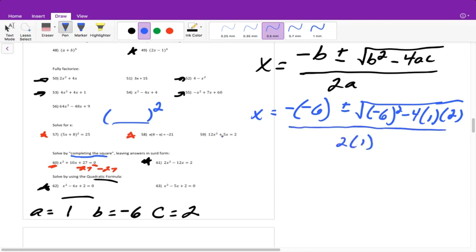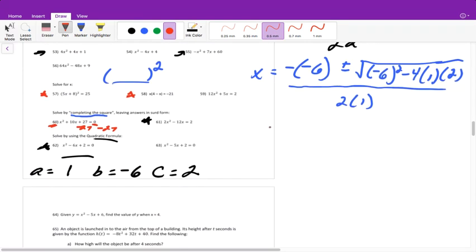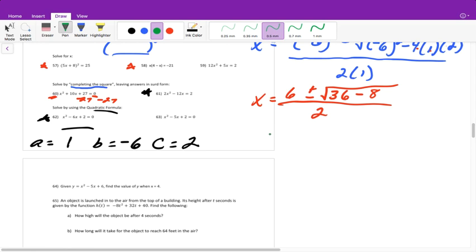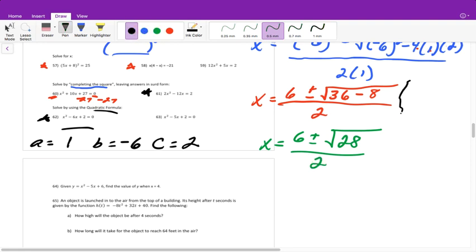All right, then we will go ahead and start simplifying. The negative of a negative 6 is positive 6, so x is then equal to positive 6 plus or minus the square root. Negative 6 squared is 36. Negative 4 times 1 times 2 is negative 8, all over top of 2. 36 minus 8, so x is then equal to 6 plus or minus the square root of 28 over top of 2. We then need to reduce, and let me just draw this little line over here.